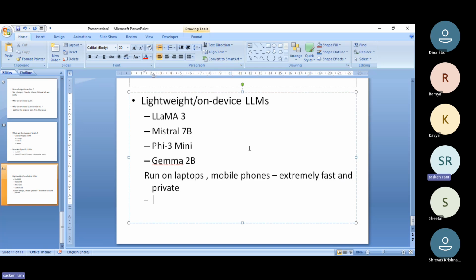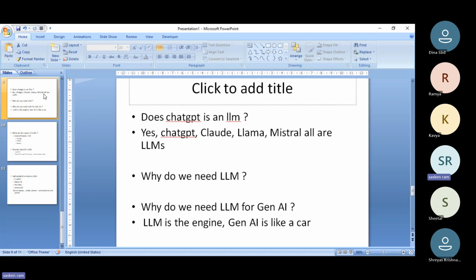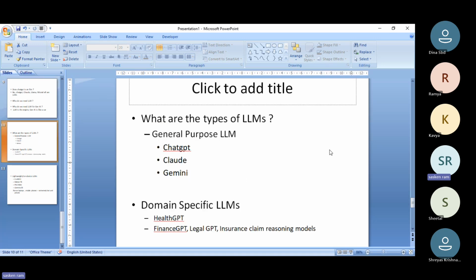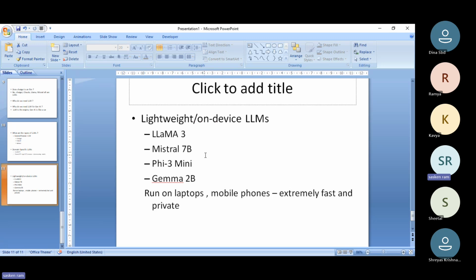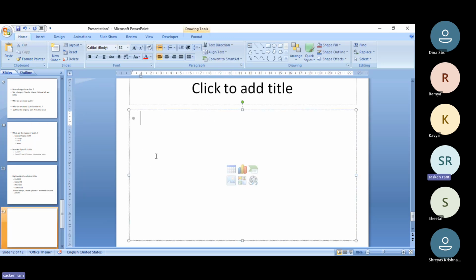So these are the private things. You can use them on your laptop: Llama 3, Mistral, all the things. Okay. Everything is cool, correct? As of now, we are clear. So we have seen the types of large language models: general purpose large language models and domain specific large language models. And now we have seen the lightweight on-device large language models. Okay, what is next? Next comes the, okay.